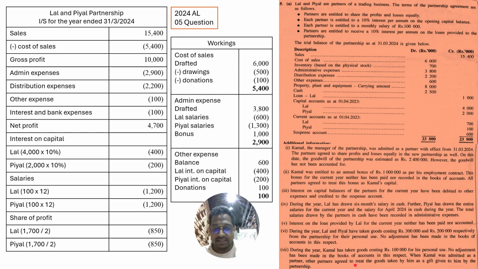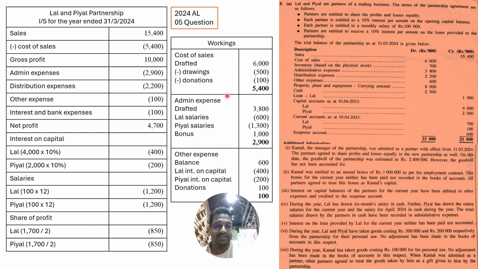And then during the year, Kamal has taken goods costing 100,000 for his personal use. No adjustment has been made in the books of accounts in this respect. When Kamal was admitted as a partner, the other partners agreed to treat the goods taken by him as a gift given to him by the partnership. So here, you can't actually treat this as drawing because Kamal is still not part of the partnership for this year. So the drawings made by Kamal, they treated as a gift that Lal and Pial gave to Kamal. So again, that should be minus from cost of sales as well.